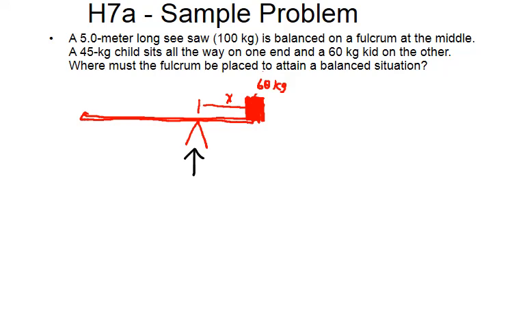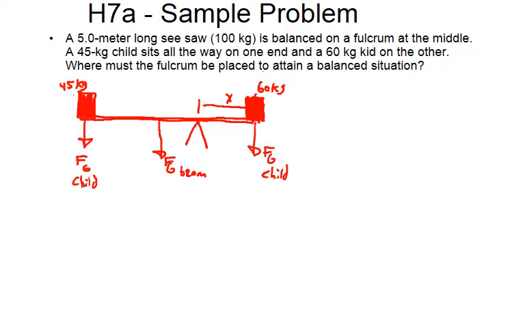So what we can do is establish this in variable form. We can say, okay, how far from here, from the 60 kilogram kid, will we need to put the fulcrum? And what would happen then, if we have the 45 kilogram kid on the other side, we'll have that, and then we'll have a certain length over here as well, and that'll be good.